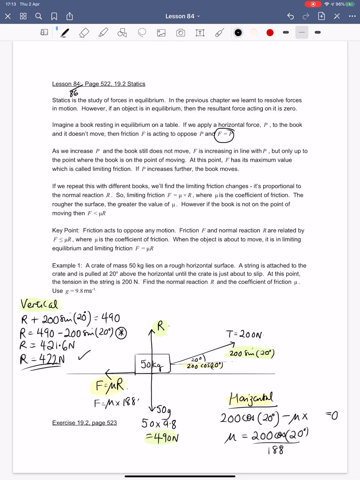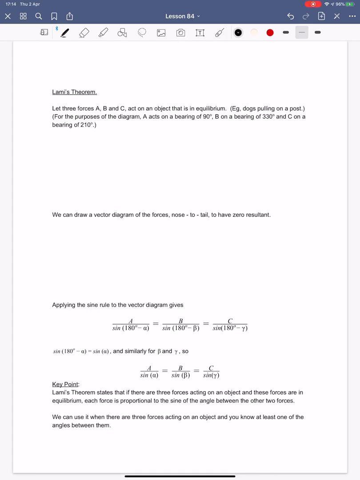So horizontal, you've got 200 cos 20 minus mu times 422 equals 0. So mu is 200 cos 20 divided by 422. 0.445. 0.45, so 2 significant figures. Okay, right, next one. Lamy's theorem.